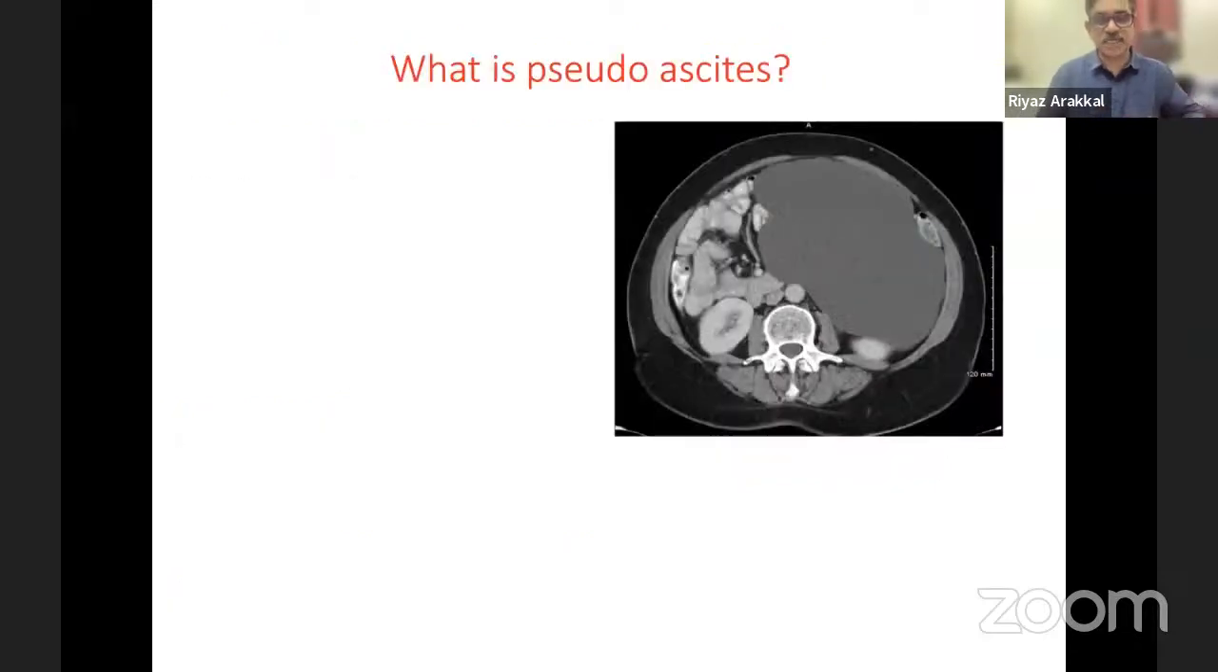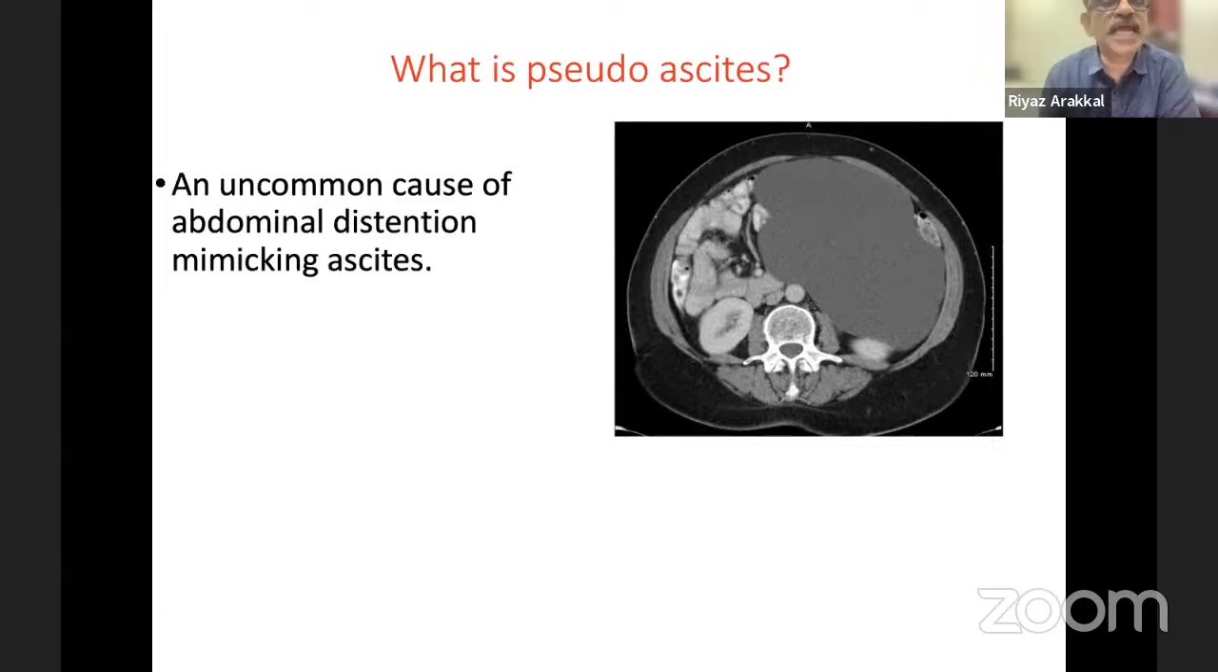I'll take you to another question, a very important question. What is pseudoascites? Heard of pseudoascites? Anybody in the chat box? What is pseudoascites? Have you heard of pseudoascites? What is the significance of pseudoascites? No. So this is an uncommon cause of abdominal distension which may mimic ascites. And what is the cause?